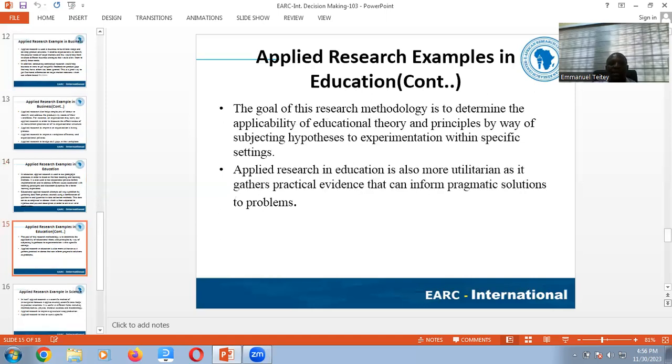Applied research in education continues. The goal of this research methodology is to determine the applications of education theory and principles by subjecting hypotheses to experimentation within a specific setting. Applied research in education is also utilitarian, as it gathers practical evidence that can inform pragmatic solutions to problems.